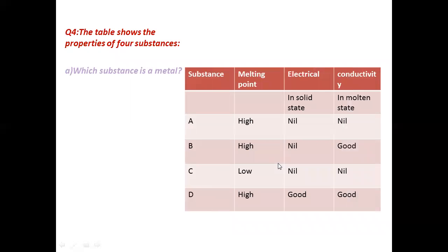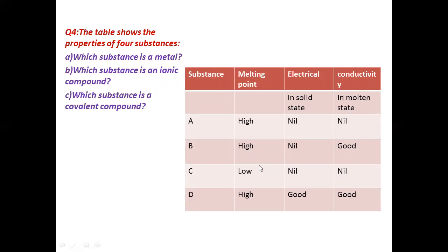Question number 4, the table shows the properties of 4 substances. Which substance is a metal? Which substance is an ionic compound? Which substance is a covalent compound? And which substance is a non-metal? The first one, which substance is a metal?